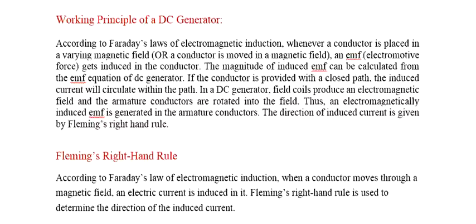So the magnitude of this induced EMF can be calculated from the EMF equation of DC generator that we will see in our further classes. And if the conductor is provided with a closed path, what happens? That means if some load is connected, then the induced current will be circulating within that path. And in the DC generator, field coils produce the electromagnetic field and the armature conductors are rotated in the field. So the electromagnetically induced EMF is generated in the armature conductors. And the direction of the induced current is generally given by Fleming's right hand rule. So we will see what Fleming's right hand rule is.